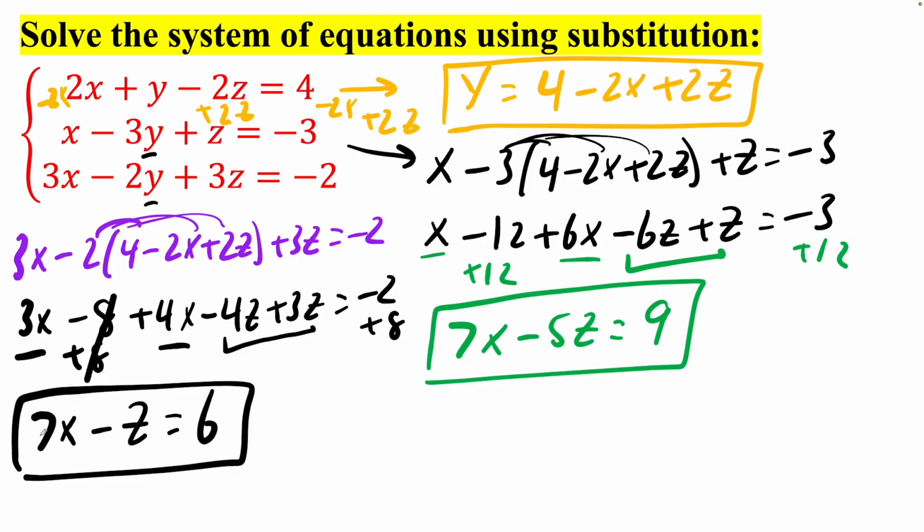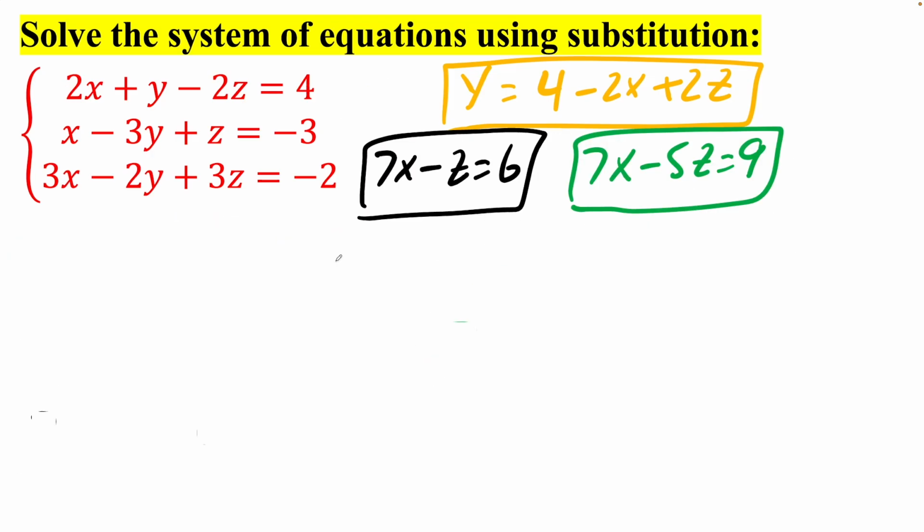At this point, we're going to clear up some space. Okay, at this point, it's kind of easy to get rid of x because this is 7x, this is 7x, so you just need to multiply one of them by negative 1. I'm going to pick this one, I'm going to multiply by negative 1. In math, you can do this as long as you do it all the way to the left and all the way to the right, so it's allowed. So what we're going to get is negative 7x, a negative times a negative is a positive, so plus z is equal to negative 6.